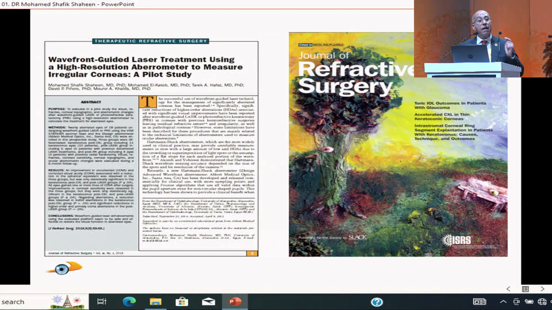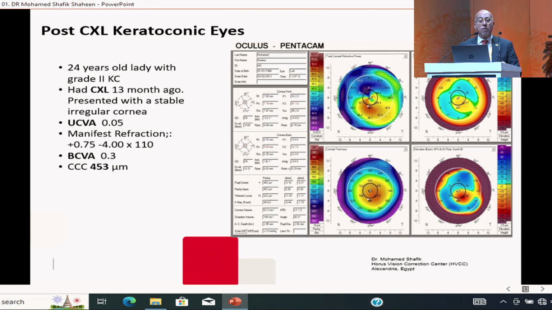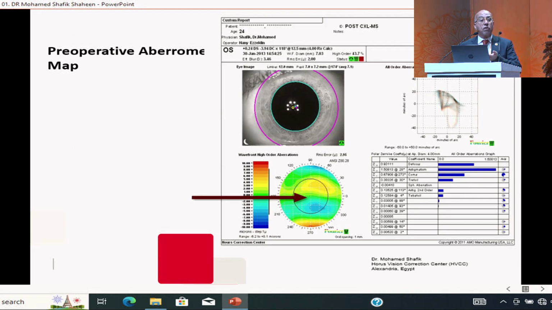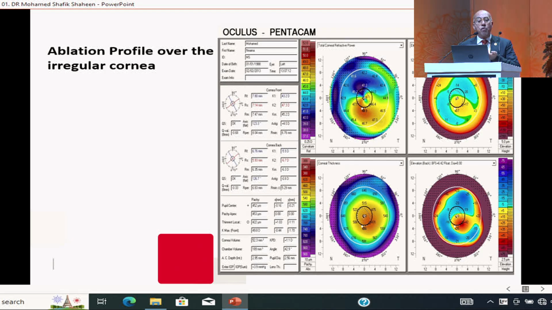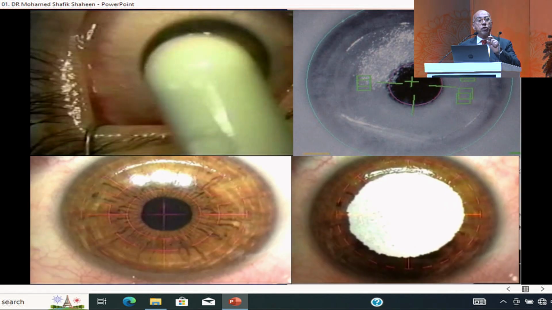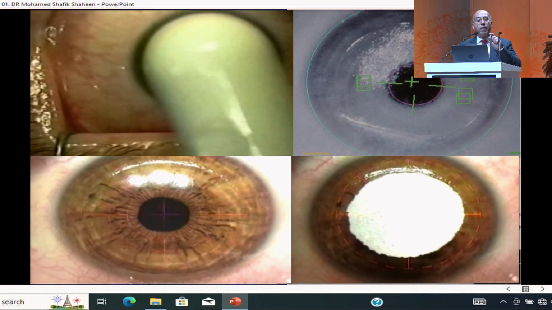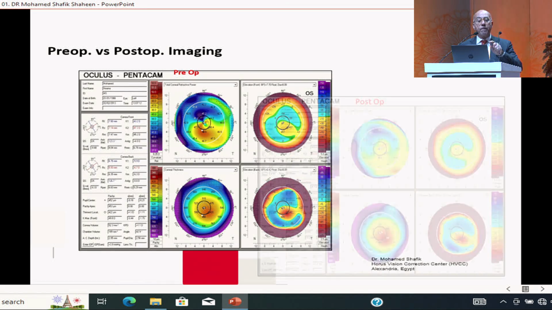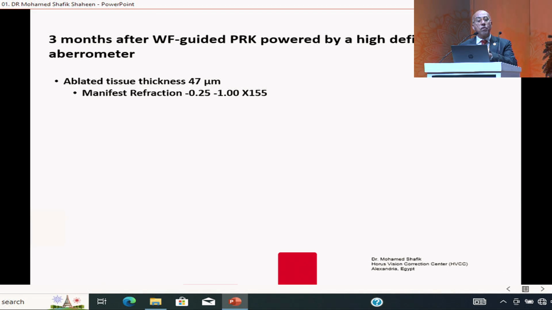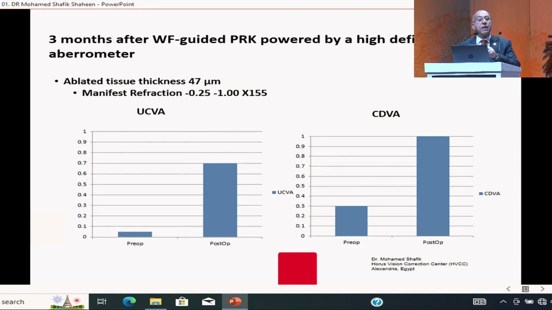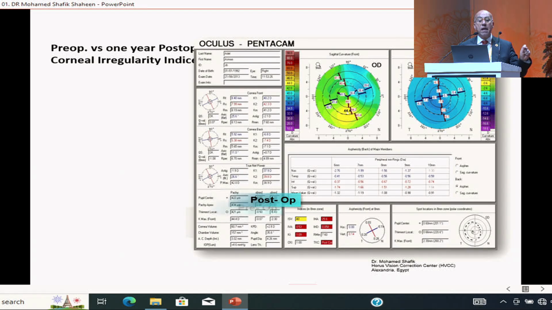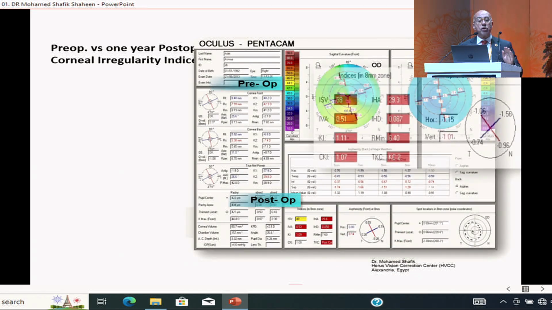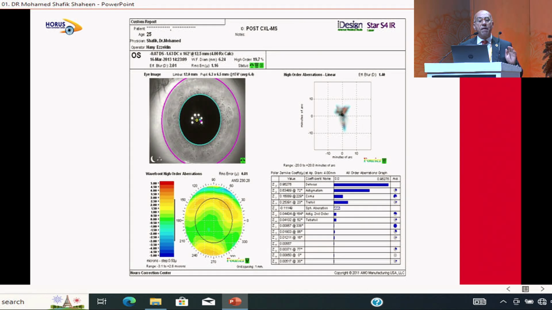and I addressed this by the first publication of using the higher definition aberrometer to address the irregular cornea, with nice examples like those with an irregular cornea, where you create an irregular ablation profile. You go and do it by removing the epithelium. A wavefront guided ablation was the perfect choice to regularize the cornea and to provide the patients with very good vision. And these were the corneal cross-linking patients, and I changed it totally. It was a paradigm shift.